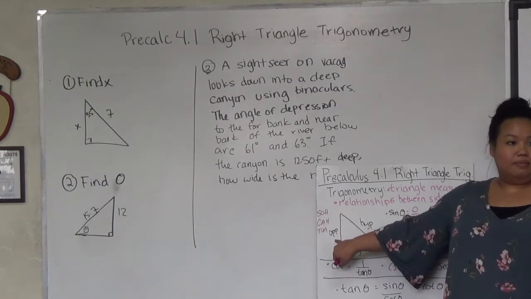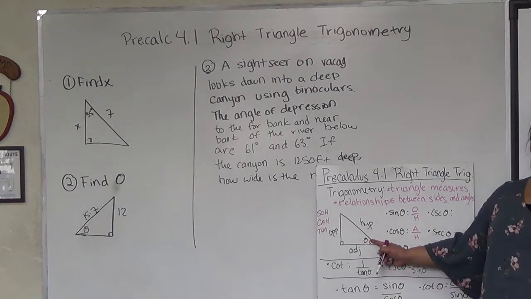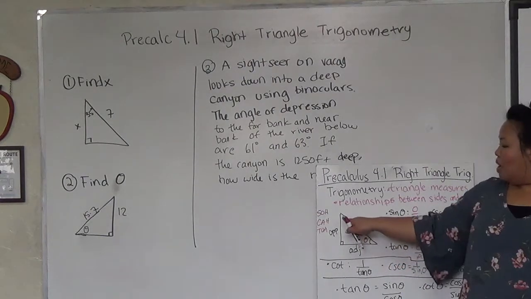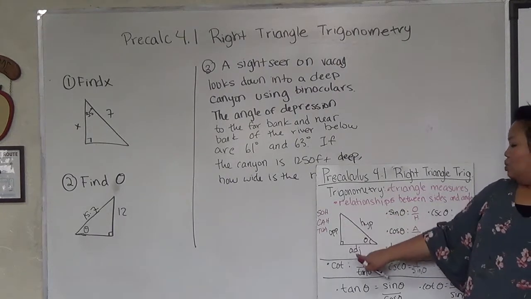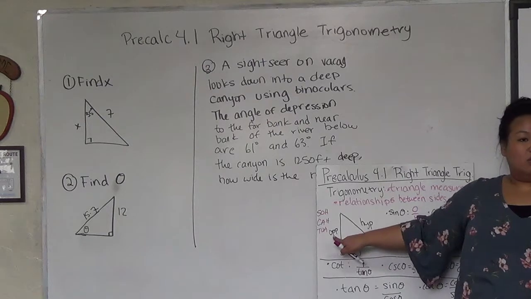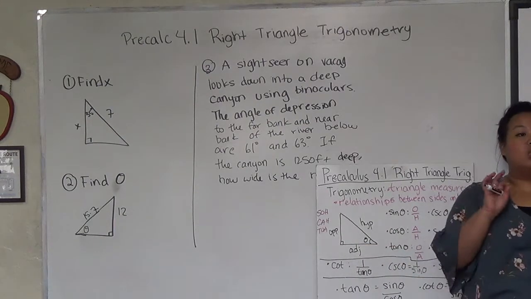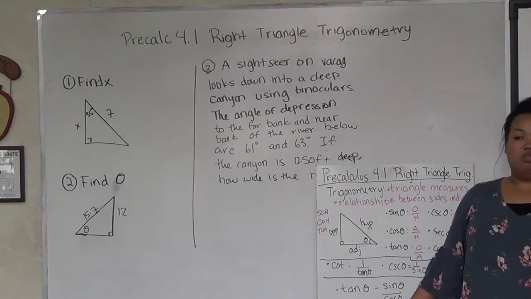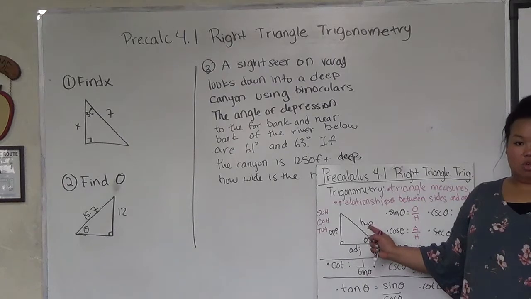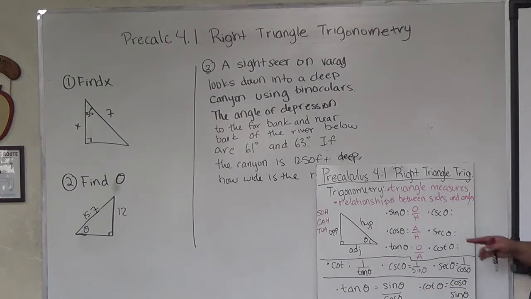Do we understand? If my angle that we're dealing with is here, that means this would be opposite and this would be adjacent. But the hypotenuse always stays the same. It's the one that's right across from the right angle. Are we understanding?